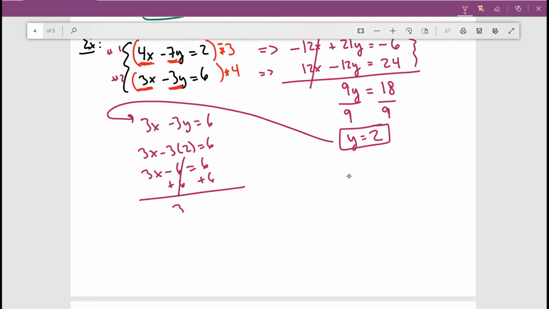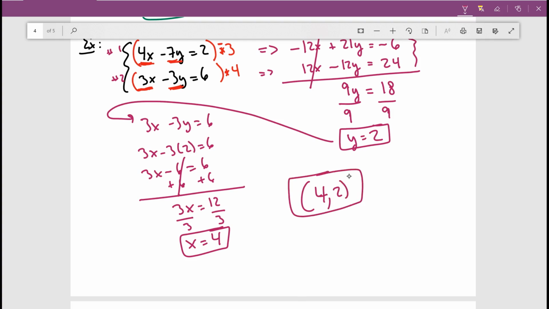Okay, so I'm going to get 3x is equal to 12. And then when I divide by this 3, I'm going to get x equals 4. Okay, so my answer is going to be (4, 2). All right, and that is my answer for that one.